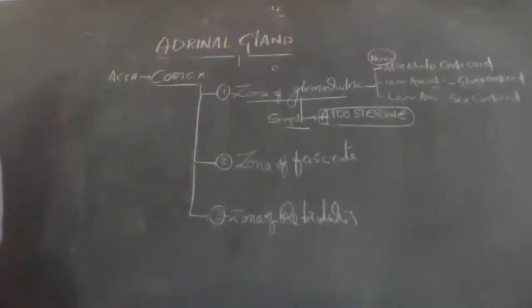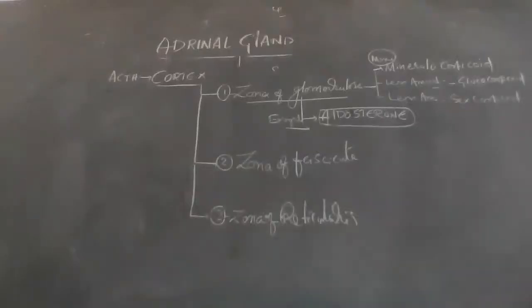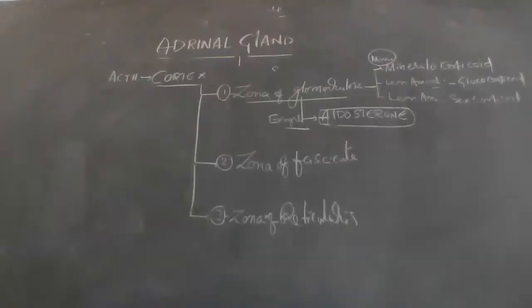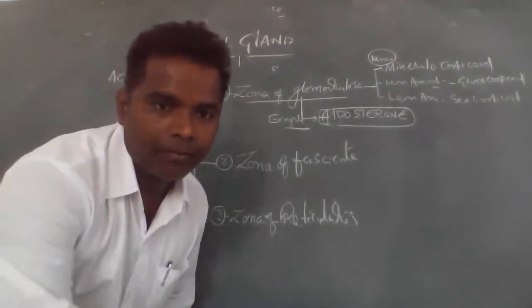The zona glomerulosa is the first zone of the cortex. It secretes the aldosterone hormone, and more mineralocorticoid hormone is released. The example of a mineralocorticoid hormone is aldosterone, and less glucocorticoid and less sex corticoid hormones are released.